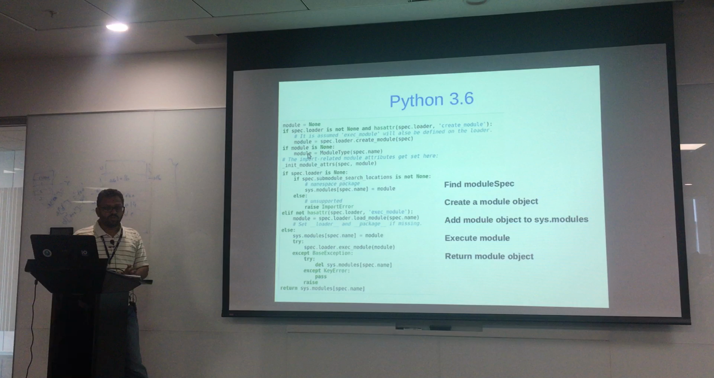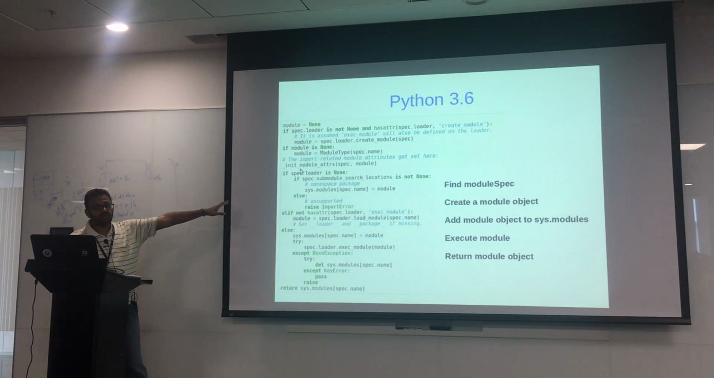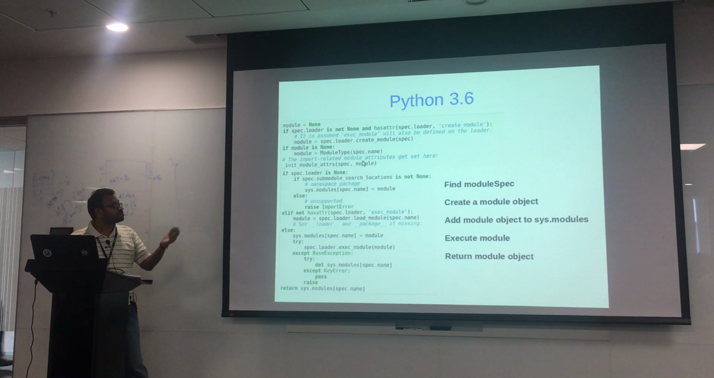Sometimes even after creating it, the module can be None. So if it is None, you go back and create a bare minimum module from the module type, which is part of the types system. This is where in the previous code I added the file path as an attribute, but there are a lot of other attributes you are going to initiate for this particular module, like if it is a sub package, you have to say what the parent path is and all those things.